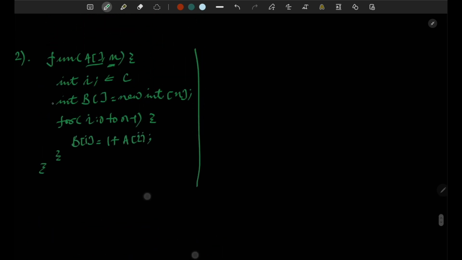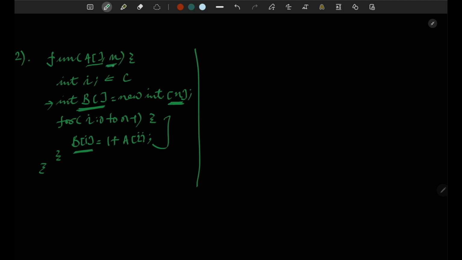And here what we see is we are creating a new array. We are creating a new array B, and that is of the same size as the input, that is n. And in this code block we are simply taking the value of array A at index I, incrementing it by 1 and placing that in the array B. So here we are creating an extra array that is of the same size, and that is proportional, that is dependent, that is related to the size of the array.